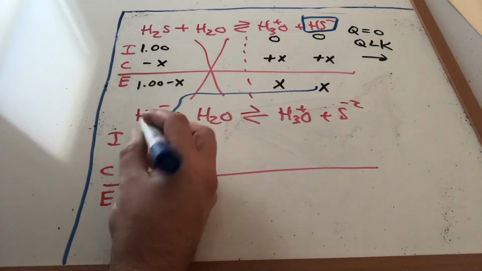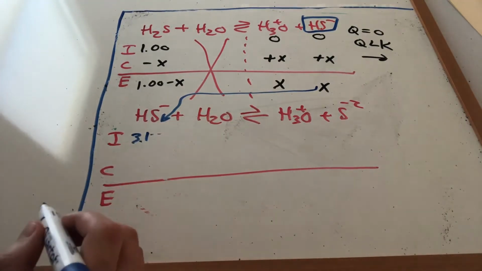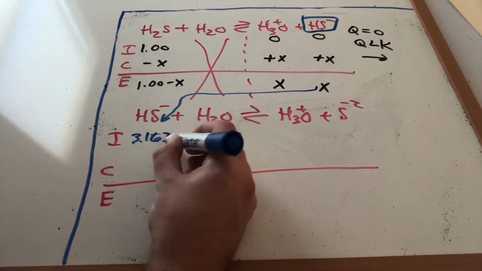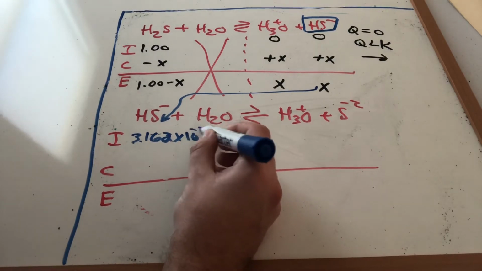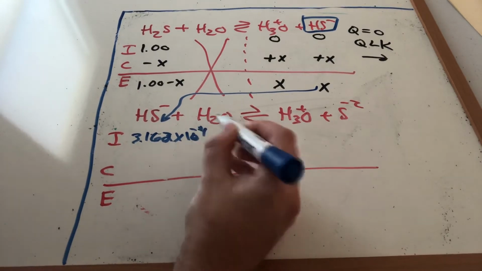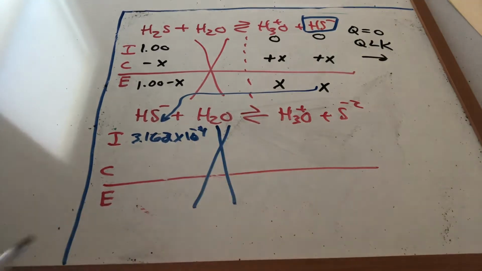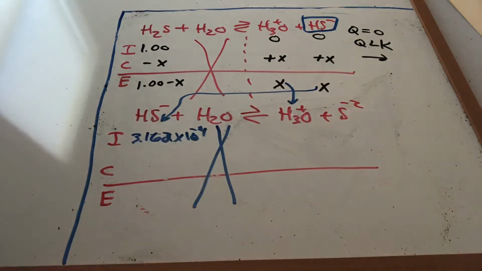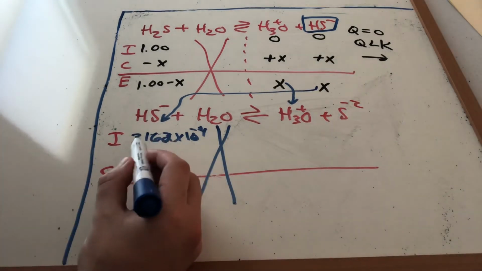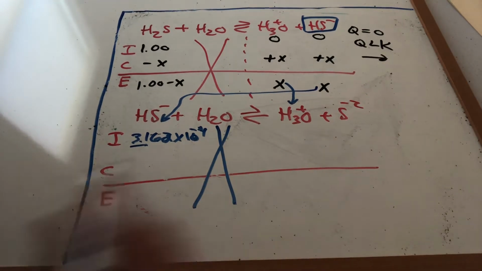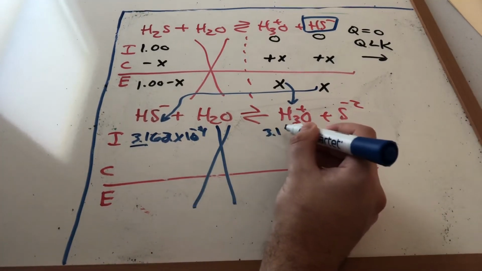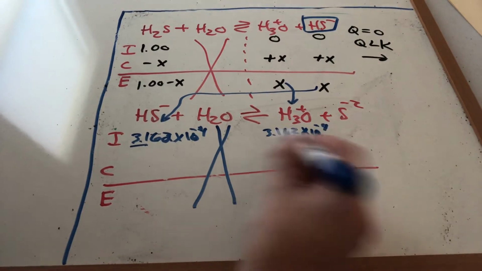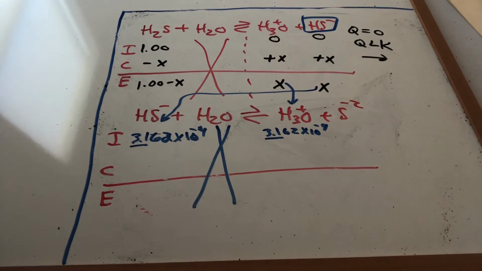So this is going to be 3.16227. So I'm going to write it 3.162 times 10 to the minus 4, molar. I'm going to cross out my H2O. How much H3O plus did we make? Again, E information translates down to I on the next table. 3.1622 times 10 to the minus 4. And you're going to have more space, so you don't have to truncate it as much as I have.